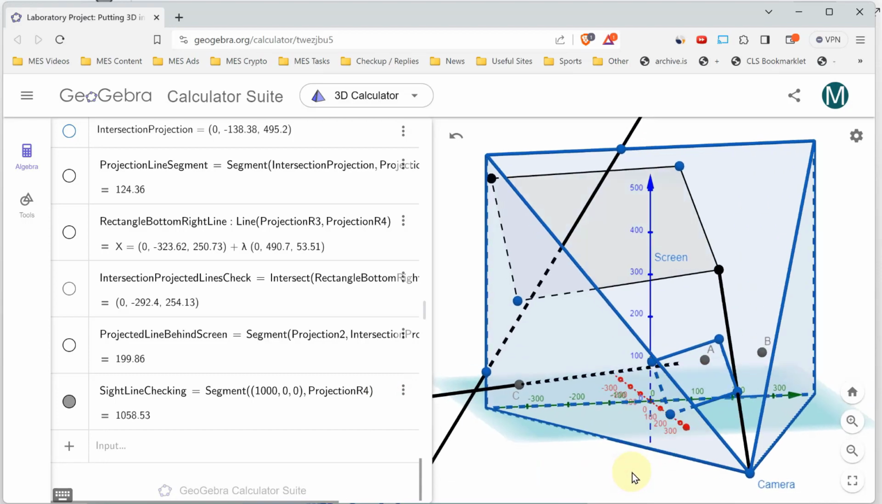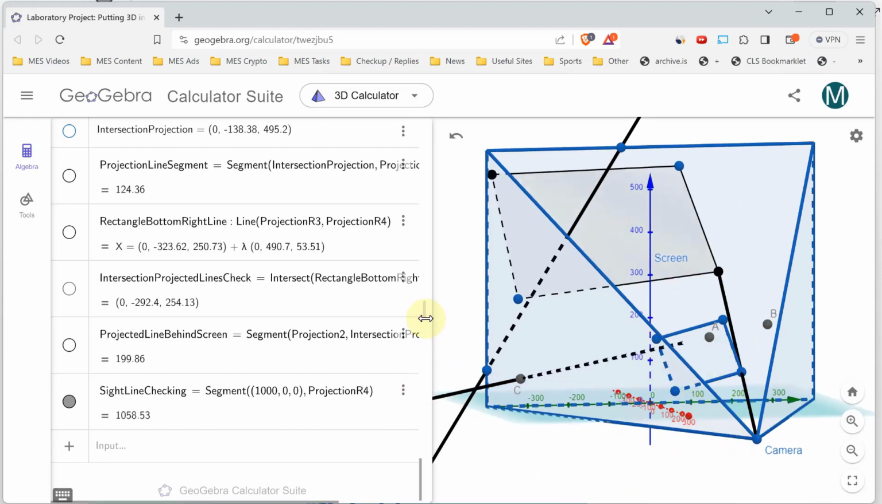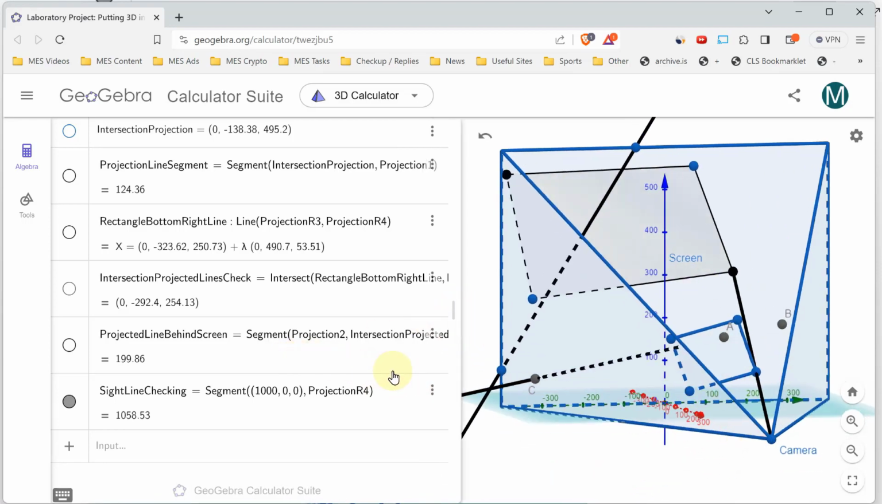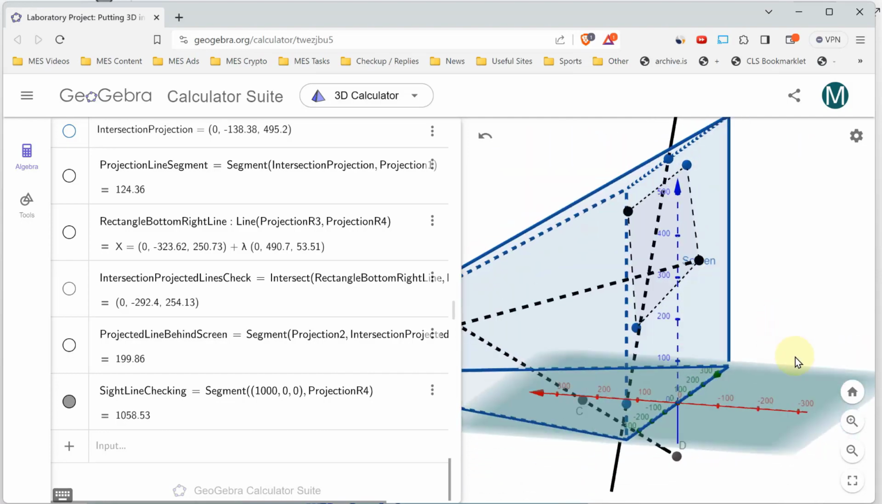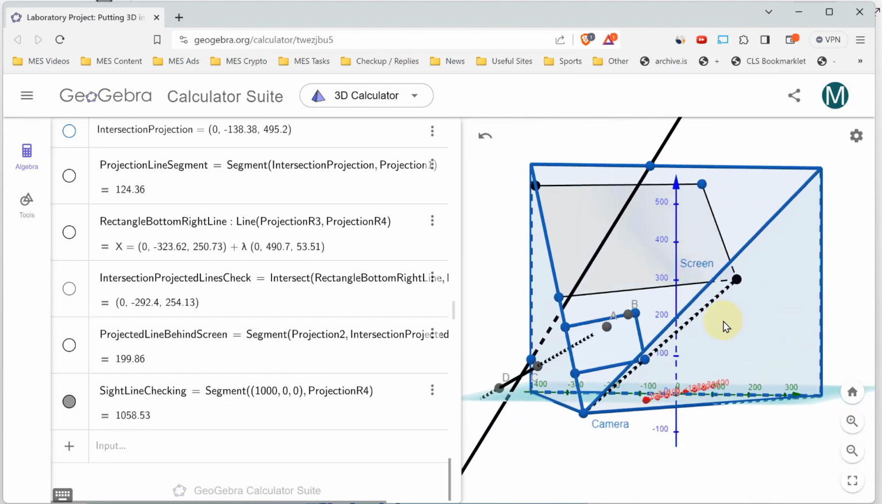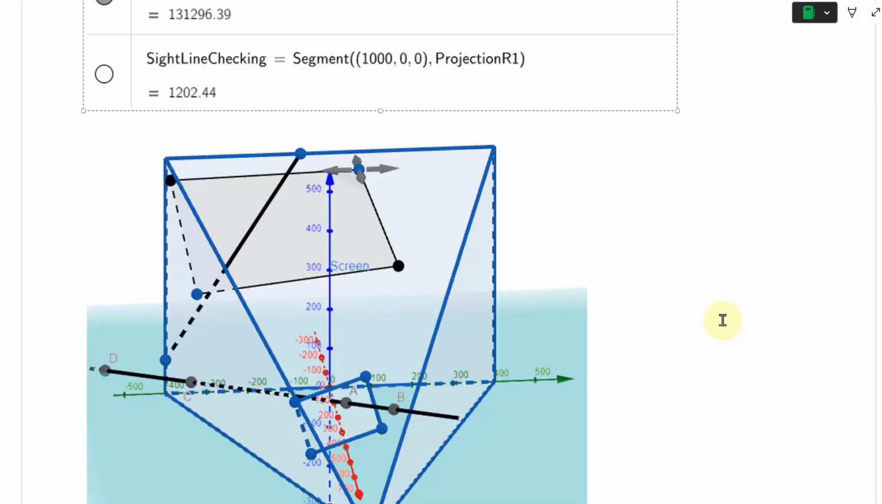All right, there it is. And it connects from here. So all this is from projection. This one is actually just from the camera up to projection R4. So from here to here, and it connects through here. And that is a double check that we got it right. Anyway, so that is what we have. So we have to clip out that segment. All right, let's continue further.